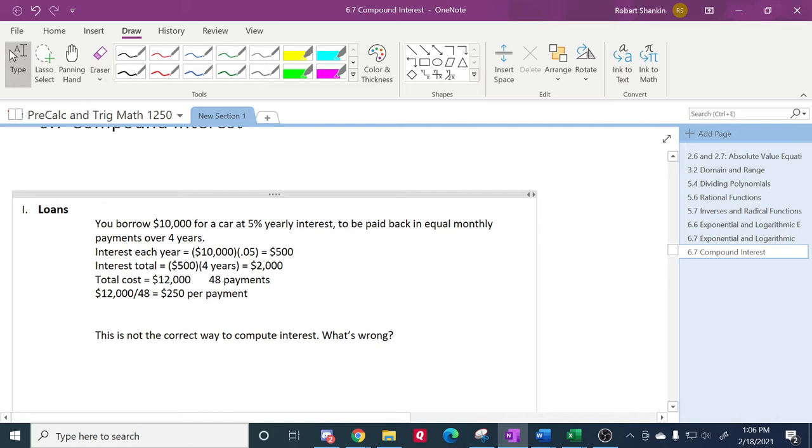And that's what you and your group are going to discuss now. Figure out what's wrong in this scenario. Although the computations are correct, this doesn't make sense as far as how interest works and paying back loans work.